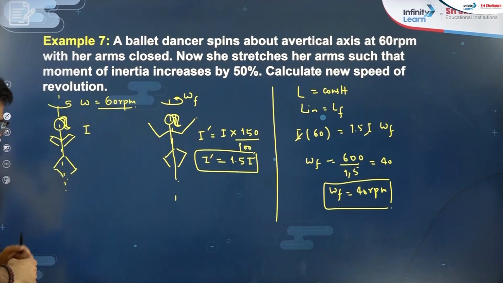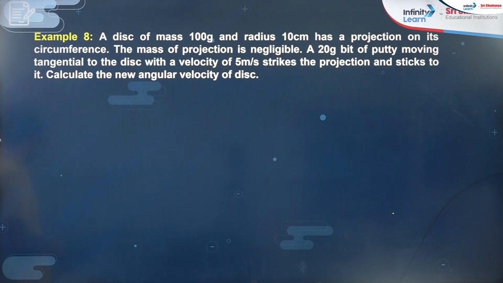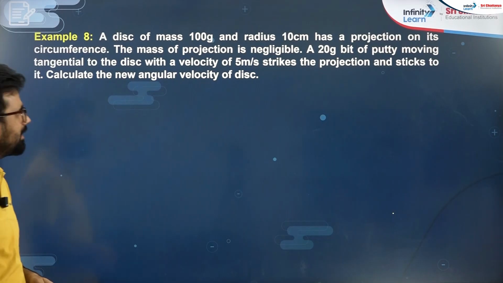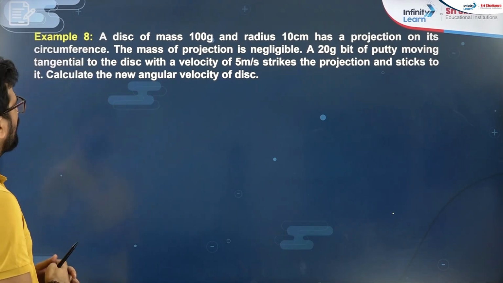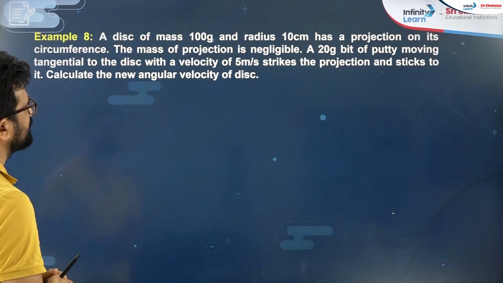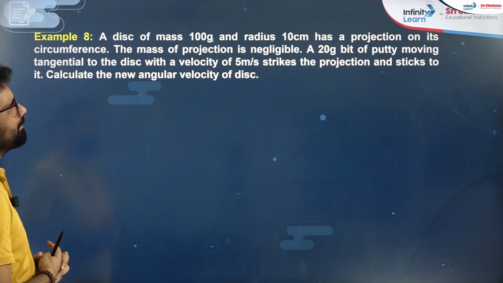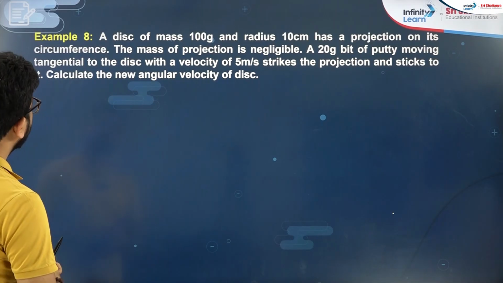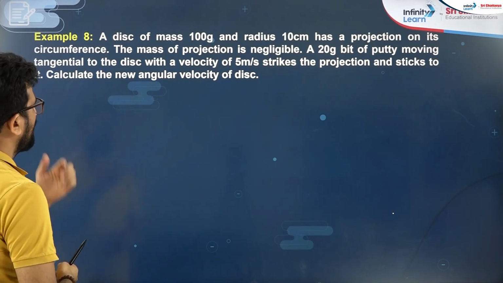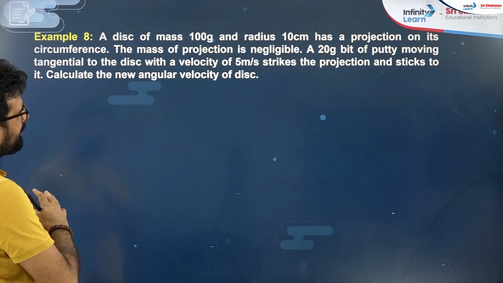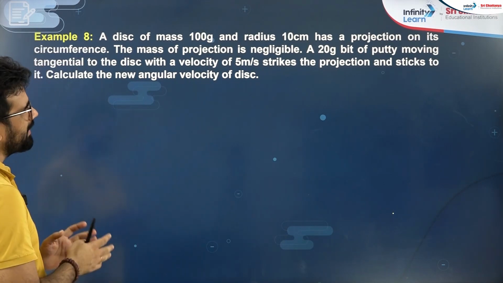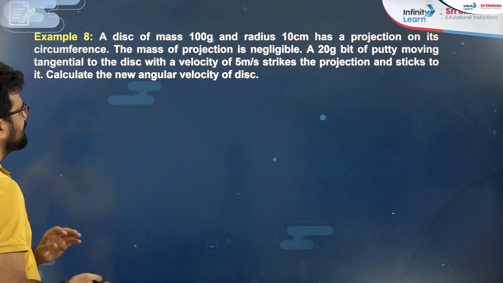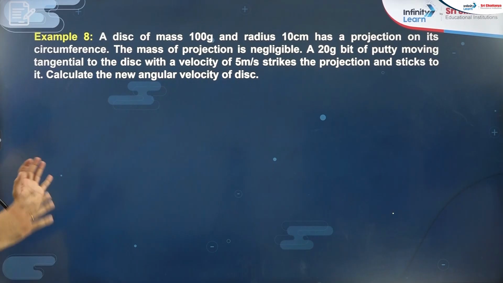Now, one more question we are going to see. The next question: a disk of mass 100 gram and radius 10 centimeter has a projection on its circumference. The mass of the projection is negligible. A 20 gram bit of putty moving tangential to the disk at a velocity of 5 meter per second strikes the projection and sticks to it. Calculate the new angular velocity of the disk. Again, this is one PYQ.